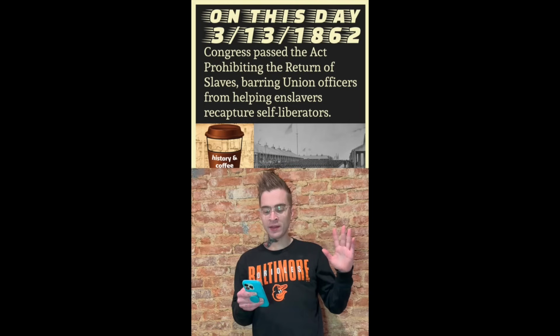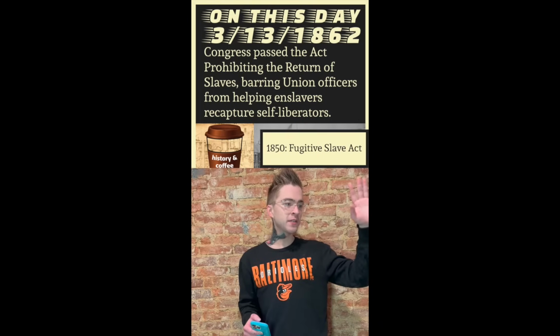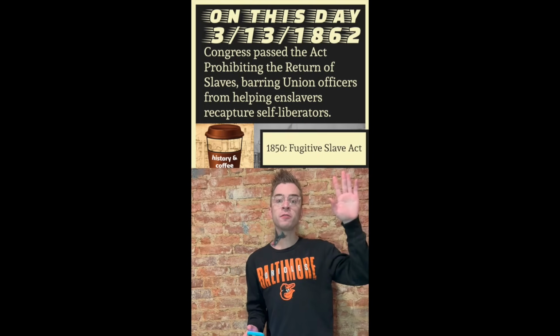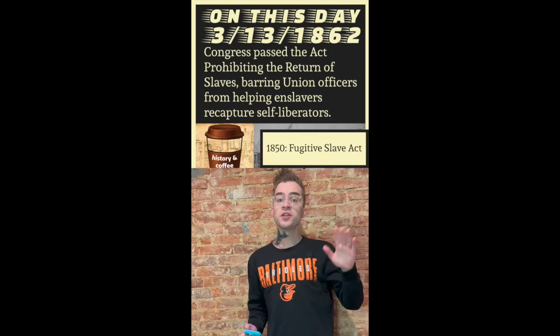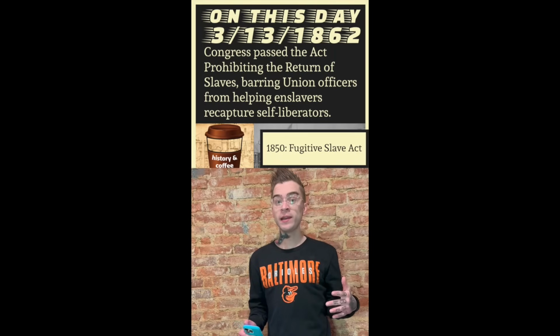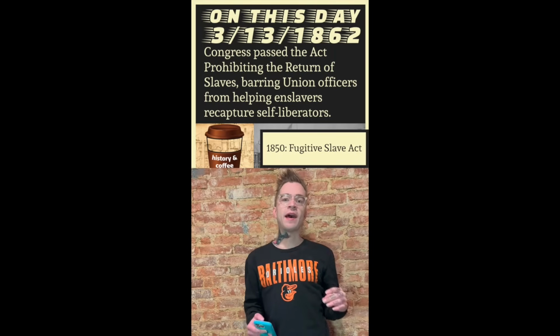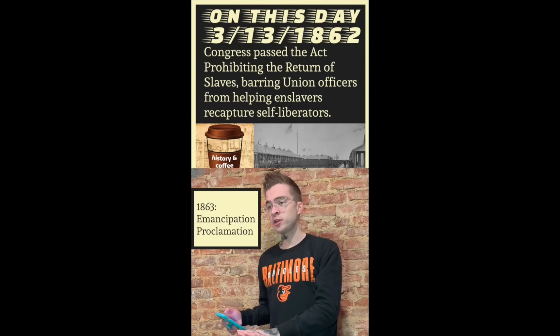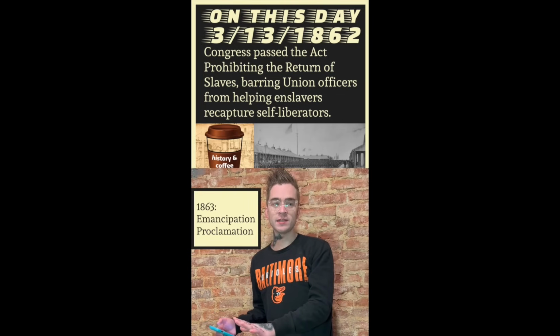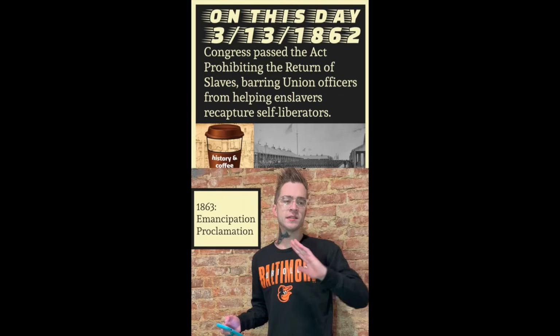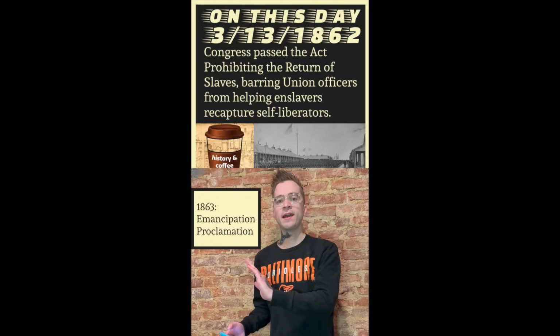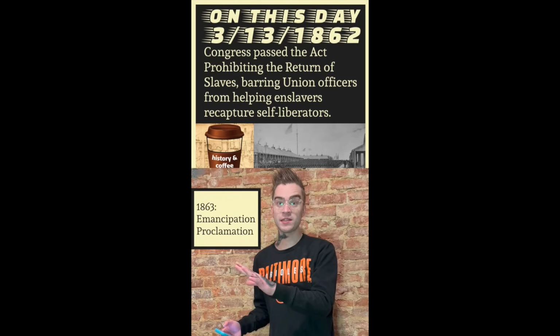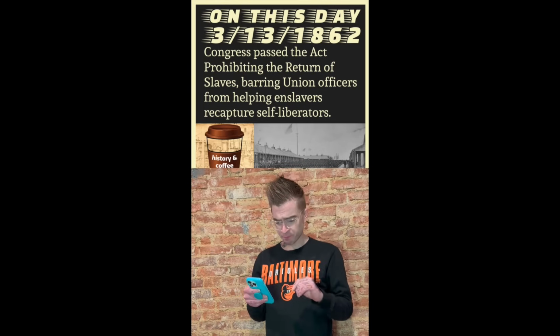So what we have is, in 1850, with the Fugitive Slave Act, the federal government committing itself to the protection of slavery and really siding with enslavers in that relationship, to the Emancipation Proclamation, January 1st, 1863, where the federal government is assertively saying that it is committed to ending slavery, at least in Confederate-held areas.